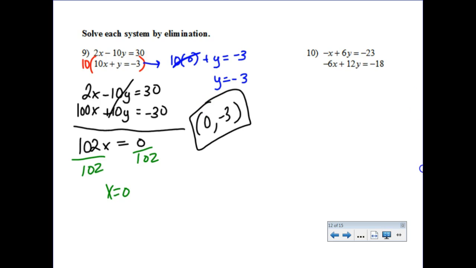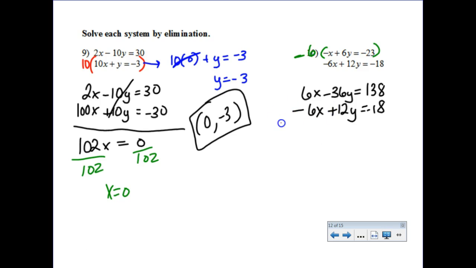All right, similarly on number 10. Nothing's going to cancel right now when I add them up, but what if I wanted to knock out the x's? So this number right here has to be a positive 6x. So I'm going to need to multiply this equation by a negative 6 because I'm going to have to change his sign. So distributing that negative 6, that becomes 6x minus 36y equals, oh boy, let's see, positive 138. Hope I did that right. Let's find out. Bottom equation has not changed. It did not have to multiply by anything.